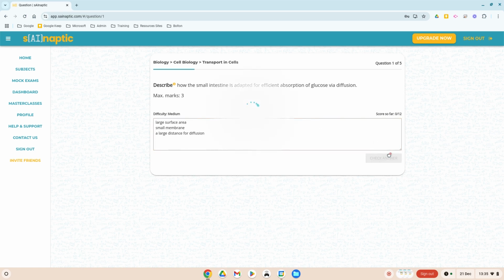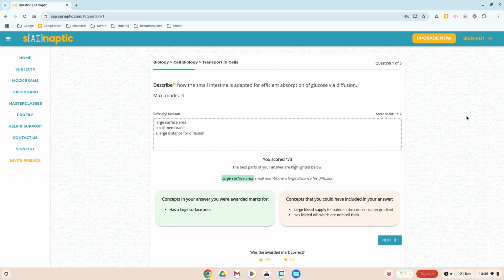We're going to check the answer now, and it says to us, there we are, we've got 1 mark out of 3. It has a large surface area, but it also tells me what else I could say. It's got a large blood supply, which it has, because the large blood supply ensures that there's a diffusion gradient there. And also it has a folded villus, which is 1 cell thick.